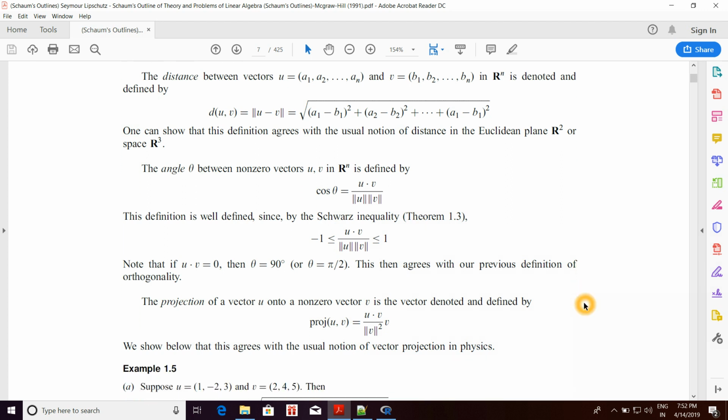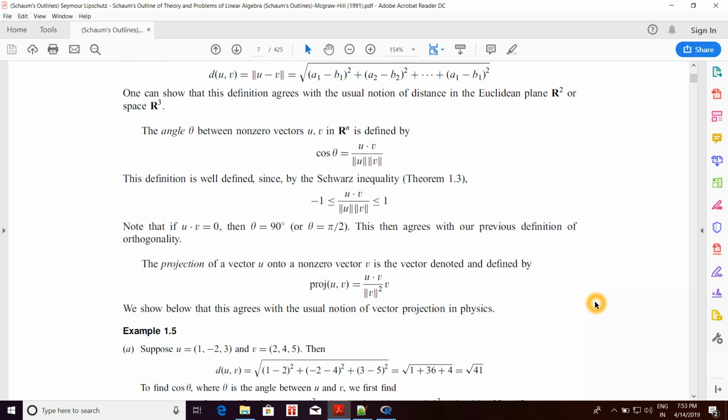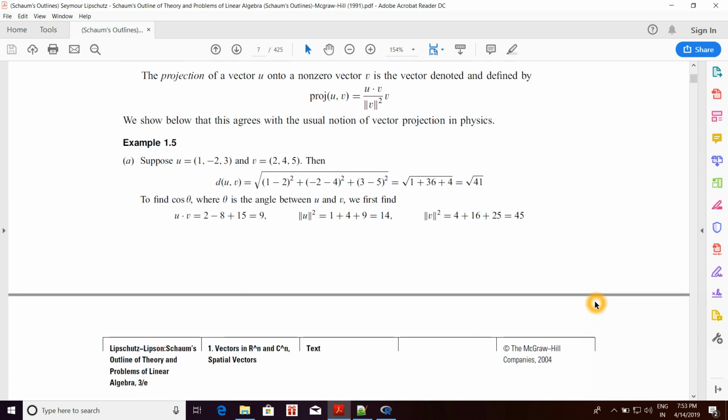The last one is the projection. The projection of a vector u onto a non-zero vector v is the vector denoted and defined by projection of u on v, that is u dot v divided by the square of the norm of v, multiplied by the vector v. So in this lecture we are going to solve example 1.5.